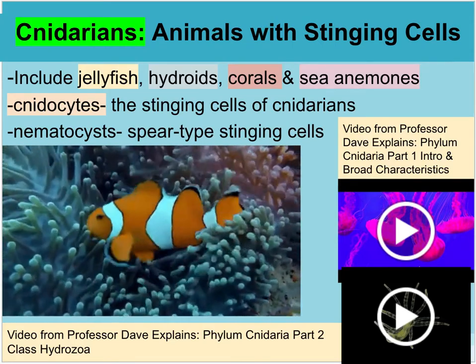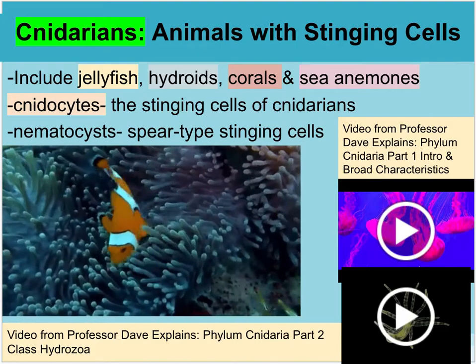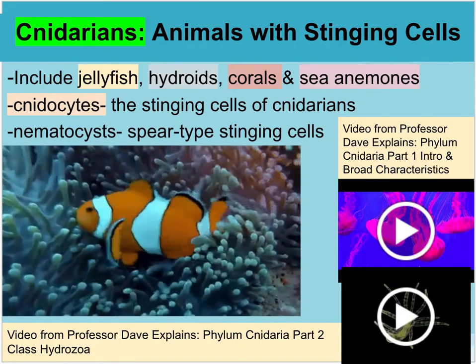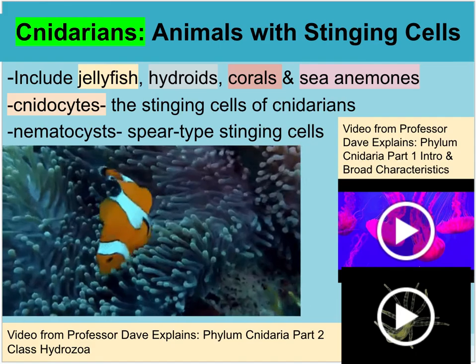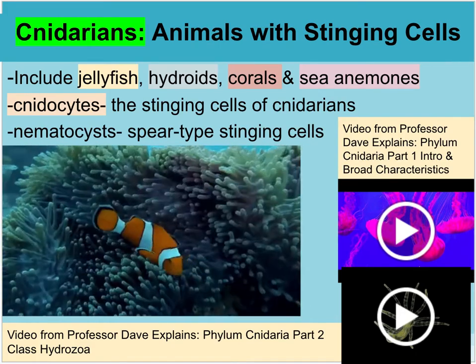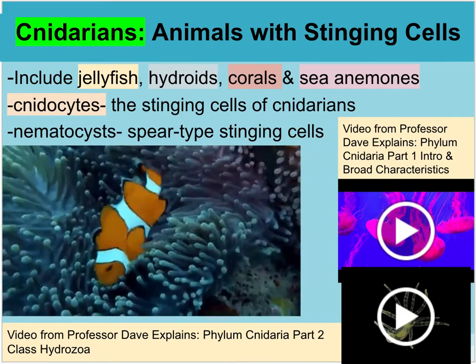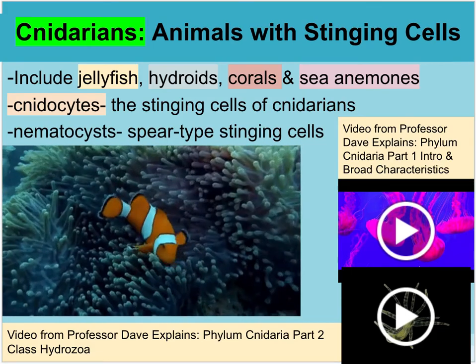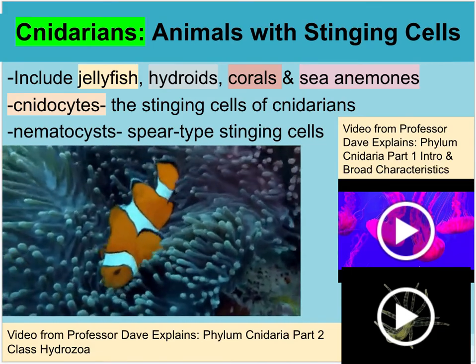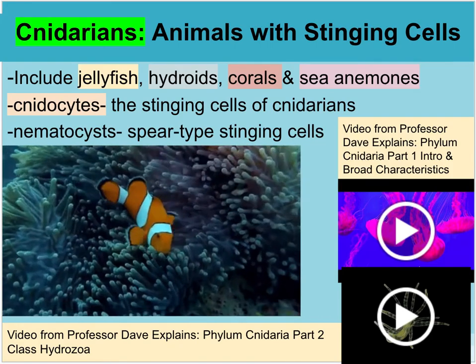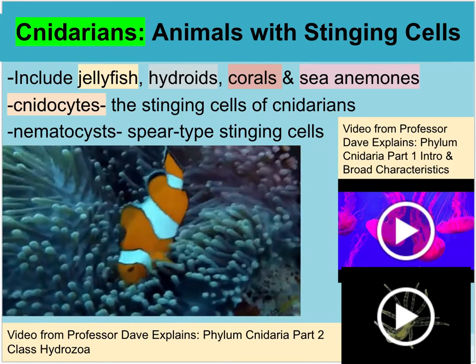So now we're going to shift to cnidarians. Cnidarians are organisms with stinging cells like jellyfish or hydroids or corals or sea anemones, and they all have cnidocytes, which are stinging cells, and they actually have nematocysts, which are spear-like stinging cells.